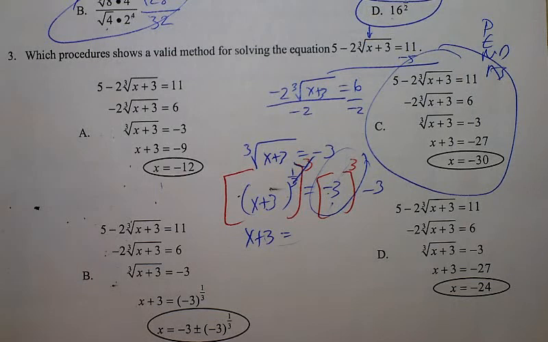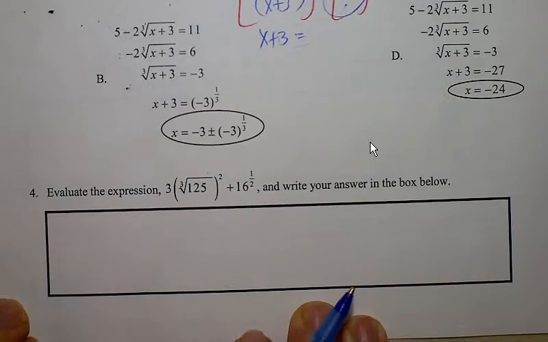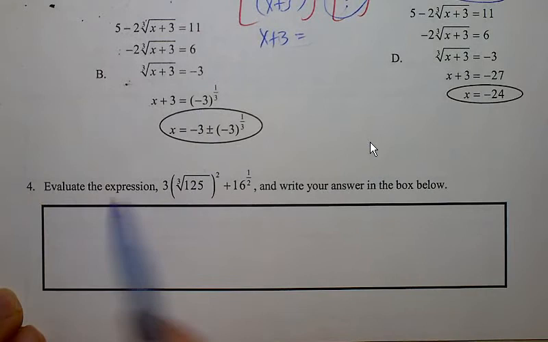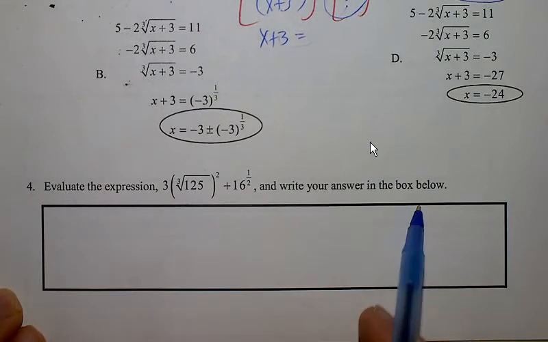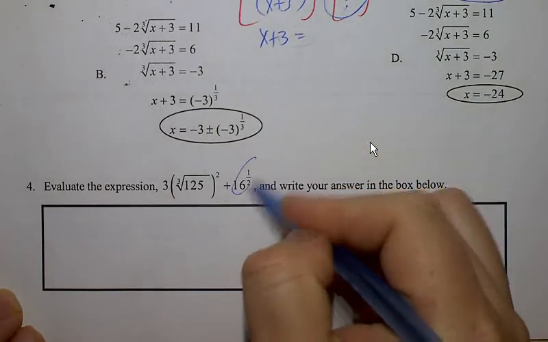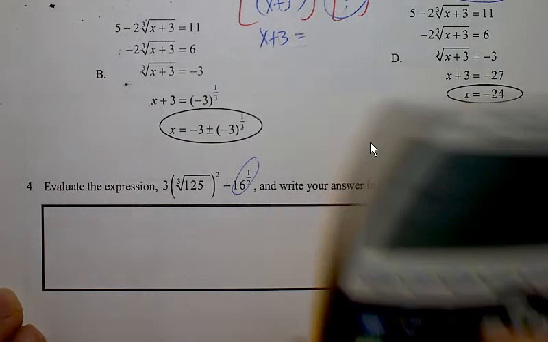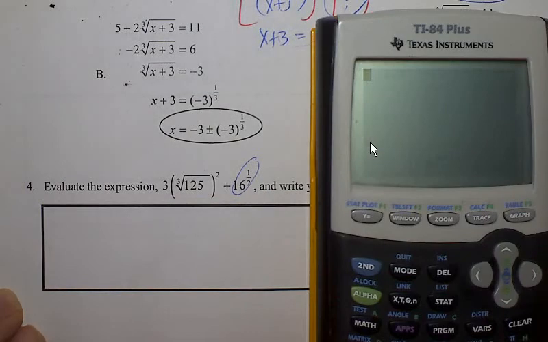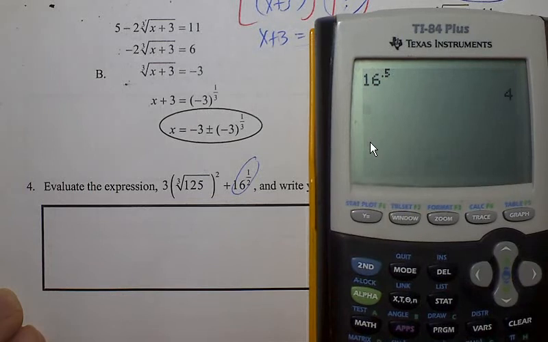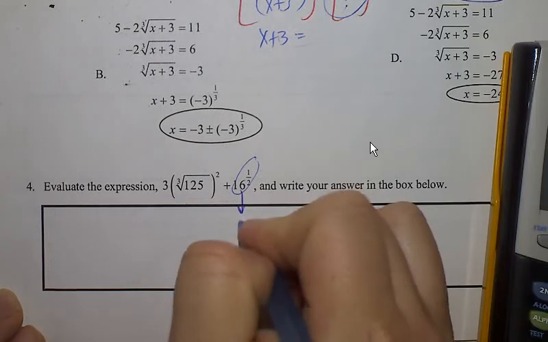Okay. Number 4. Evaluate this expression and write your answer in the box below. Remember, any number to the 1/2 is taking the square root. So the square root of 16 is 4. Just showing you how you can do this on a calculator. 16 to the 0.5 is 4. So this answer is 4.